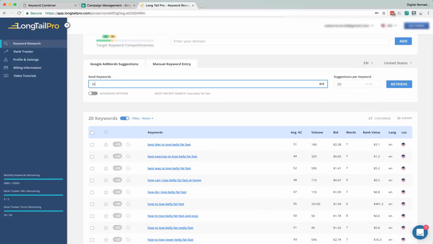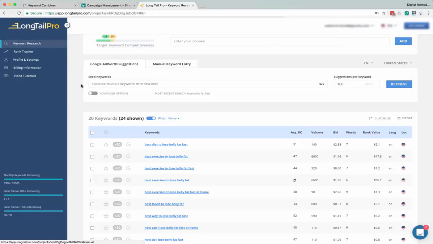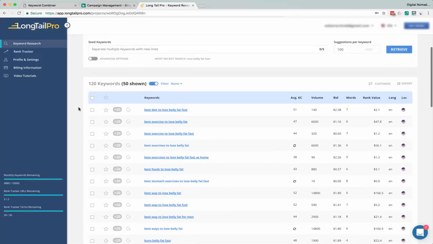All I did here was type "lose belly fat fast" and click retrieve. It says suggestions per keyword, 20 out of 400. I don't know, let's go to 100. Let's see what happens. Click retrieve. It says generating keyword ideas for your keywords. It's populating. 120 keywords, 50 shown.